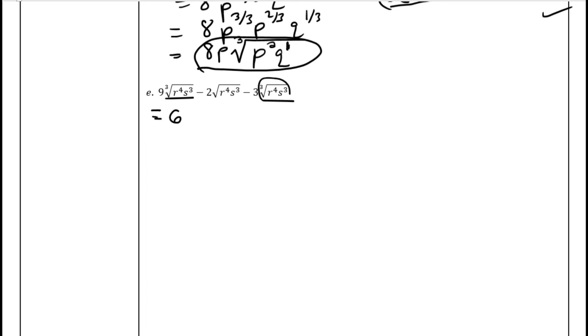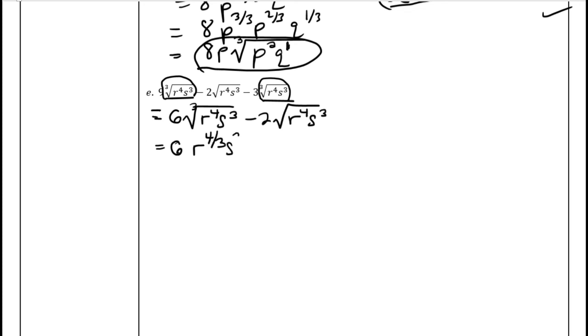I don't know if you guys can tell. They're like terms because they're the exact same thing. So 9 of them minus 3 of them, it gives me 6 of them. All right, so now I can treat that as a regular problem and then do the extraction process. So extract the roots and all that. So I got 6. Now I got r to the 4/3 power over index 3, s to the 3/3 power over index 3. R to the 4. This is an invisible index of 2, so it's 4 over 2. And then we have s to the 3 over 2.